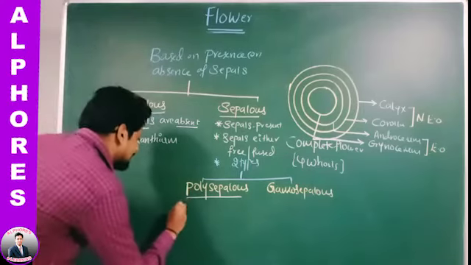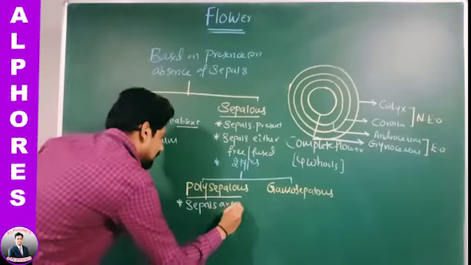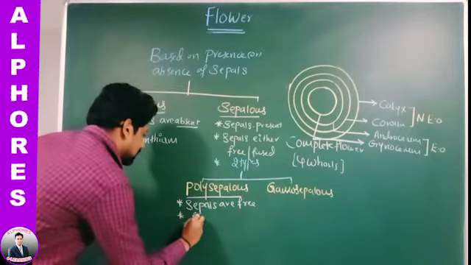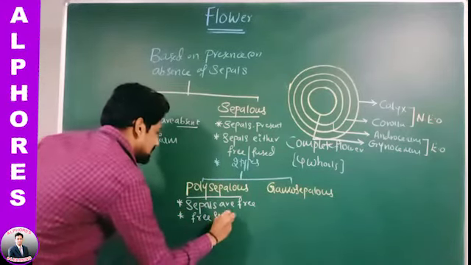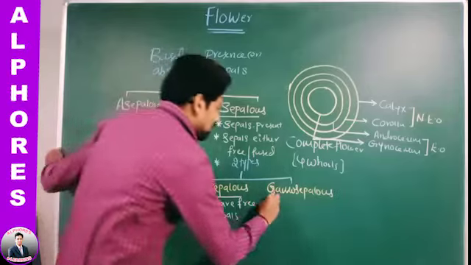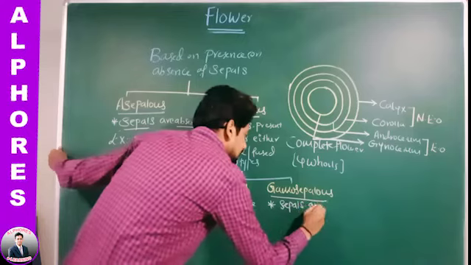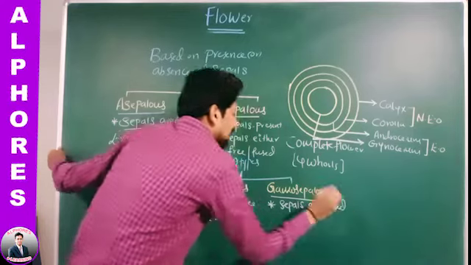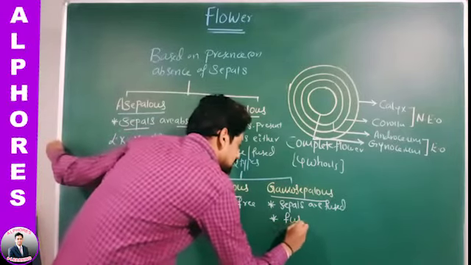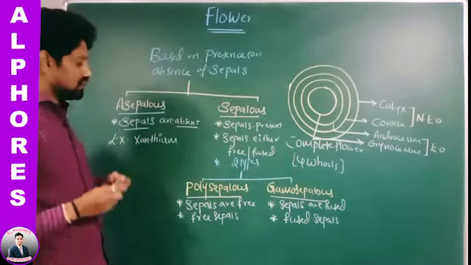Go for the first one, polysepalous. How are the sepals? Free. It means free sepals are present. Now go for the second one, gamosepalous. Sepals are fused. It means fused sepals are present.